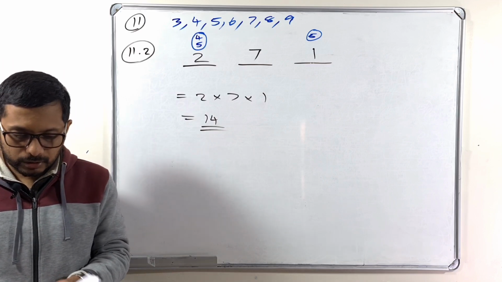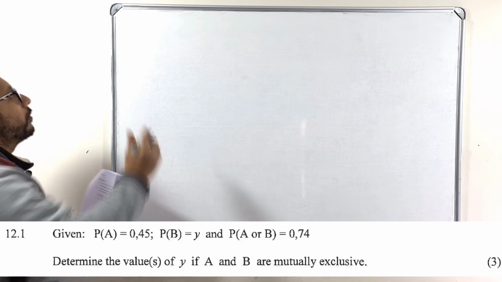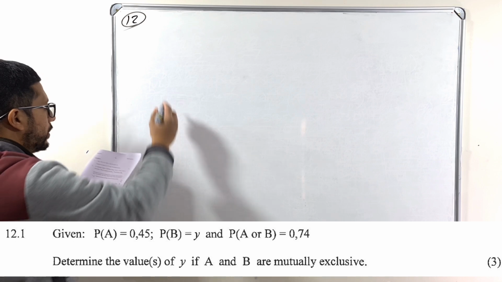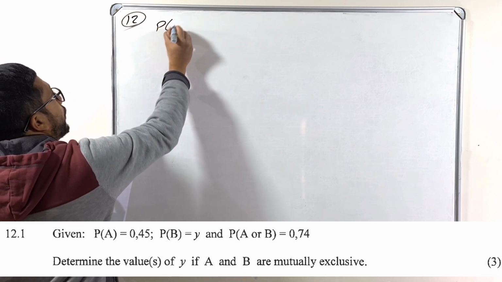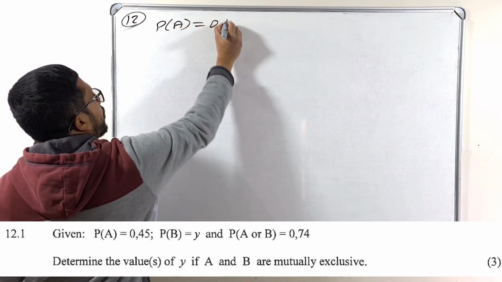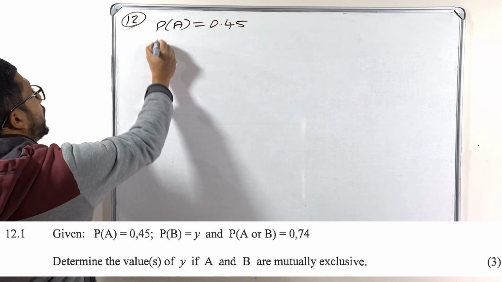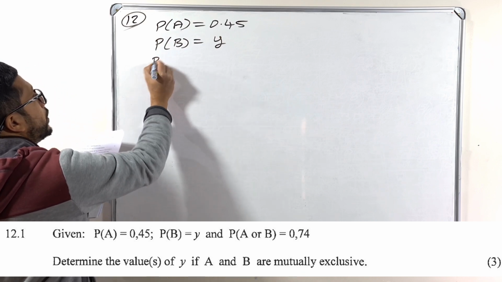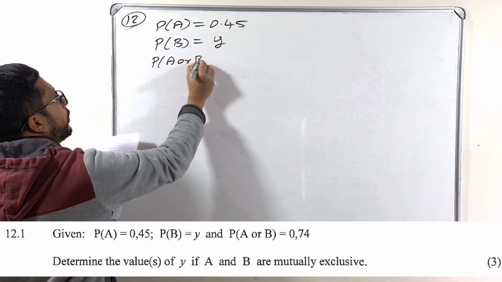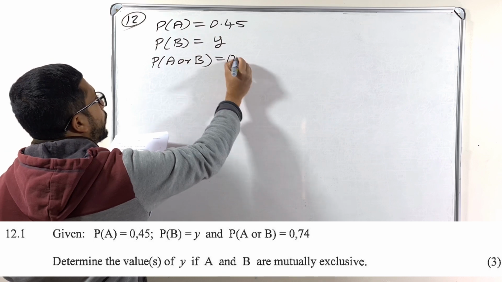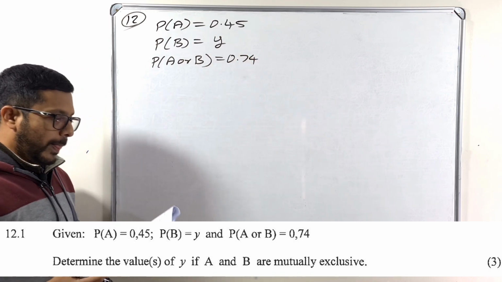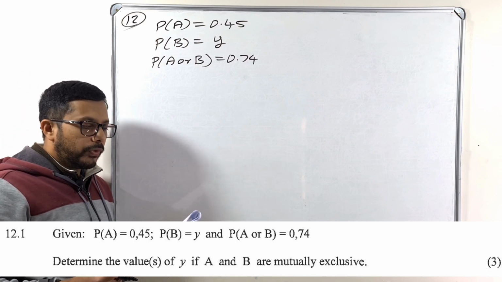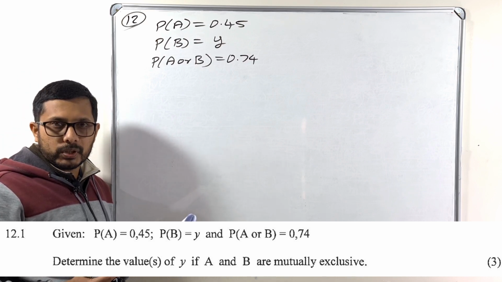Okay, now let's go to question number 12. What is question number 12? Given P of A is equal to 0.45, given probability of A is 0.45 and probability of B is equal to y, and probability of A or B is equal to 0.74. Determine the value of y. You have to find the value of y, if A and B are mutually exclusive.